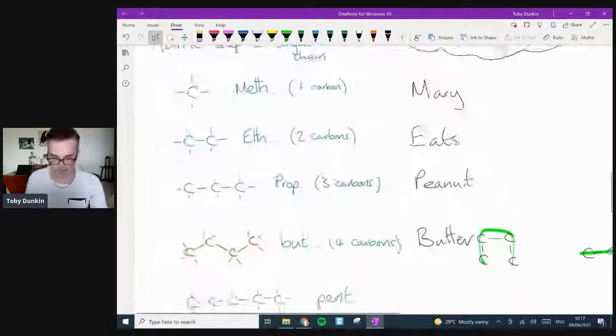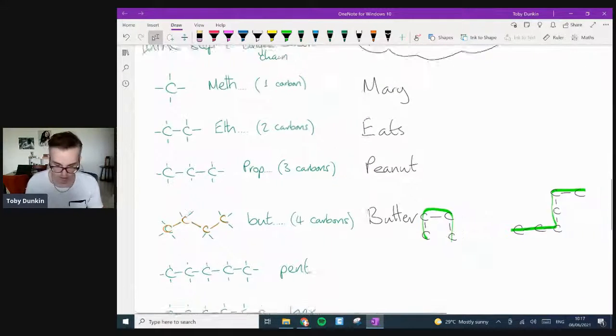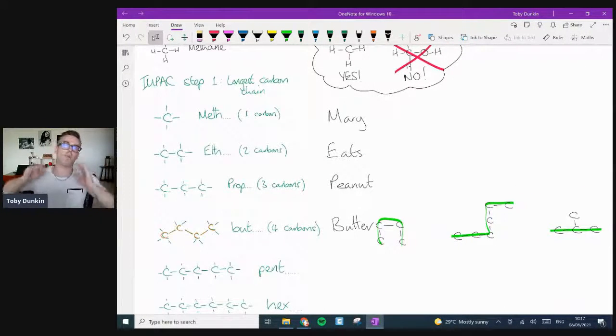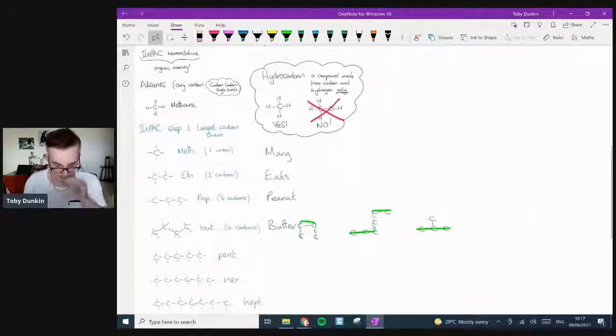Anyway, so nice to know. You've got to know those guys. There is step number 1 in your IUPAC naming system: being able to spot the longest chain.